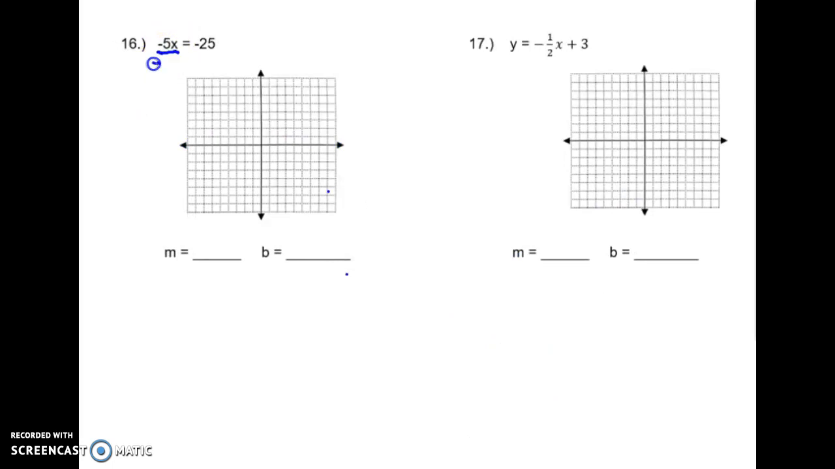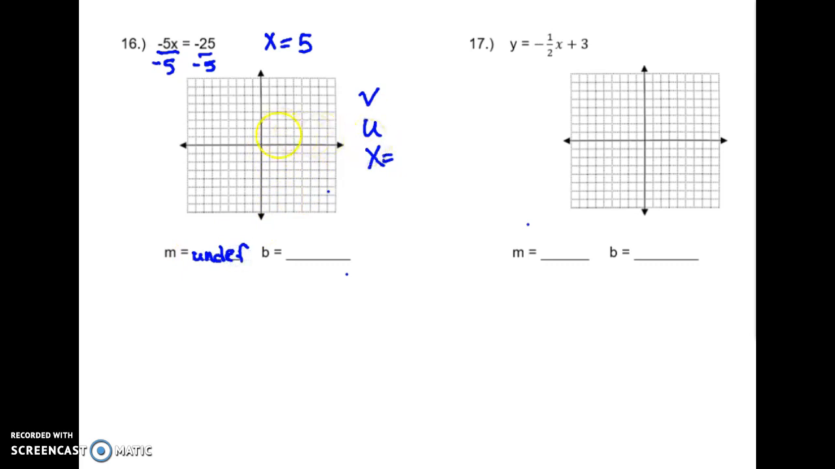For 16, I'm going to divide both sides by negative 5, and I end up with x is equal to 5. I only have the x variable, so I'm going to think of a special case. I'm going to think of x equals. I know my slope is undefined. It's going to be a vertical line. So my slope is undefined.